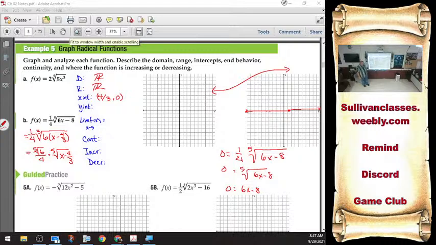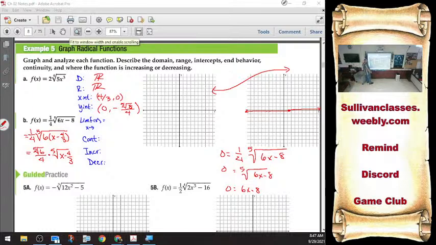Y-intercept, put a 0 in for x. I'll get the 5th root of negative 8 over 4. You write it like that. There's nothing wrong with that. It's at 0, negative 5th root of 8 over 4. Right? Just shove a 0 in for x and then simplify the radical.